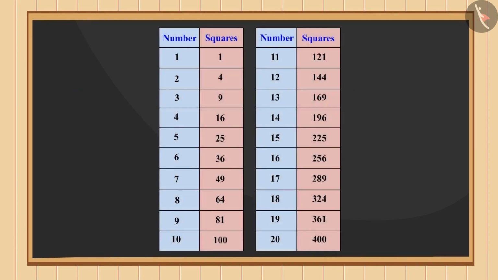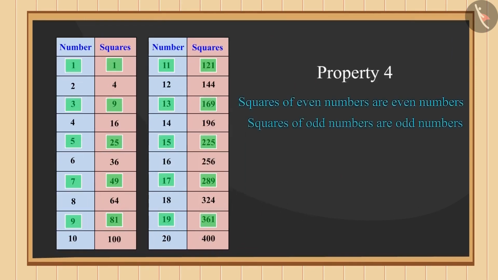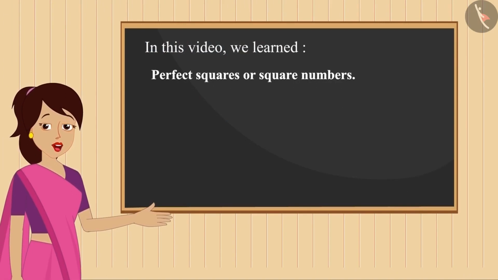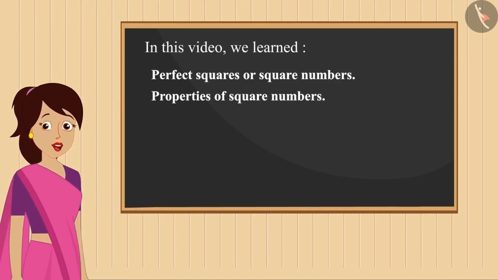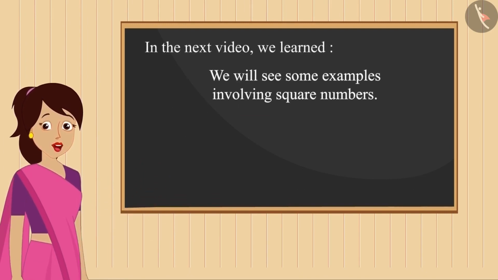If you look at the table of squares carefully, you will find that the squares of even numbers are even numbers and the squares of odd numbers are odd numbers. In this video, we learned how to guess the square of a number by looking at the unit place of the number. In the next video, we will see some examples involving square numbers.